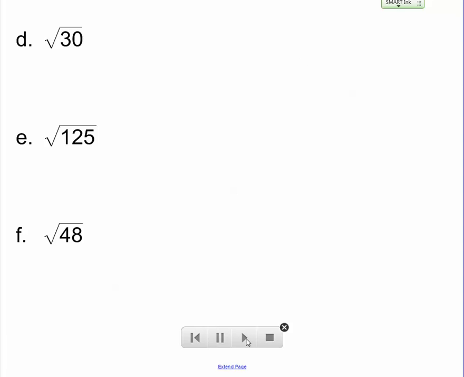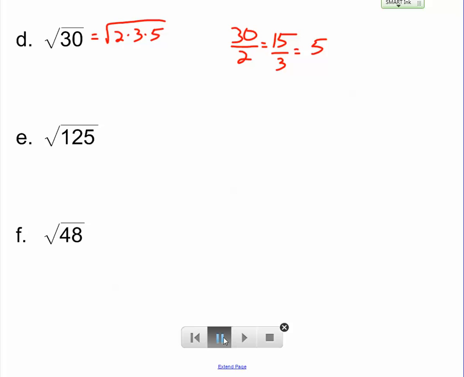All right, square root of 30. Let's break 30 up into prime factorization. It's divisible by 2, and then it's divisible by 3, and then we get 5. So it's equal to the square root of 2 times 3 times 5. Now, do we see any pairs here? I don't. Square root of 30 cannot be simplified. It already is simplified. Maybe you want to say it that way. Because there's no pairs of numbers, we're just going to leave it as the square root of 30, or just say it cannot be simplified. Now 125 can be.